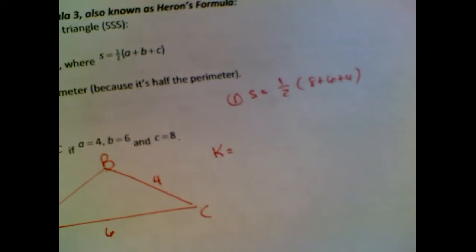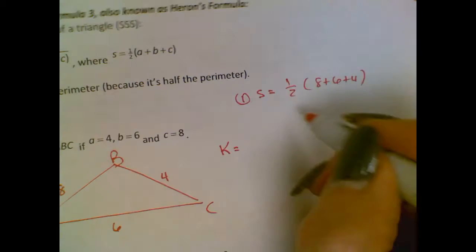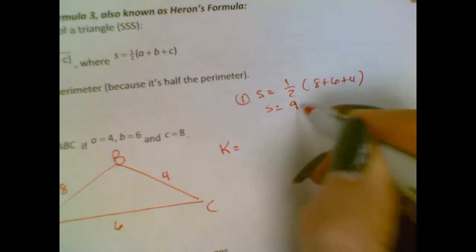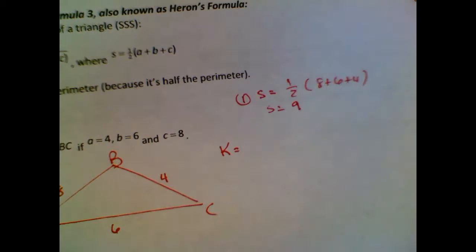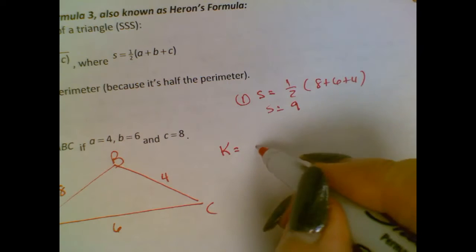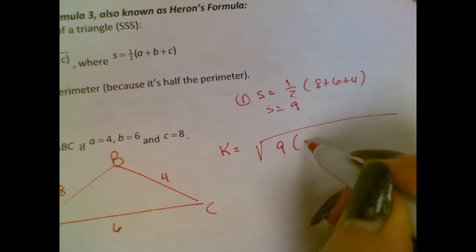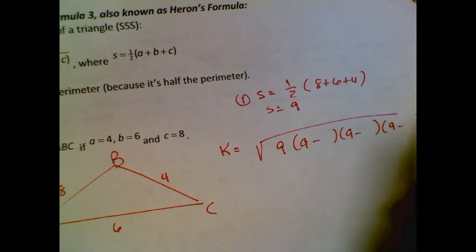What is 8 plus 6 plus 4? 18. What's half of 18? 9. So 9 is called half the perimeter or semi-perimeter. Does everyone know where I got the 9 from? Yes? All right, so in our formula, you're going to use 9 four times. The semi-perimeter is used 4 times.